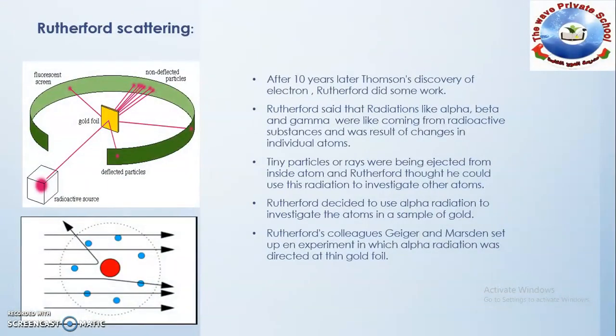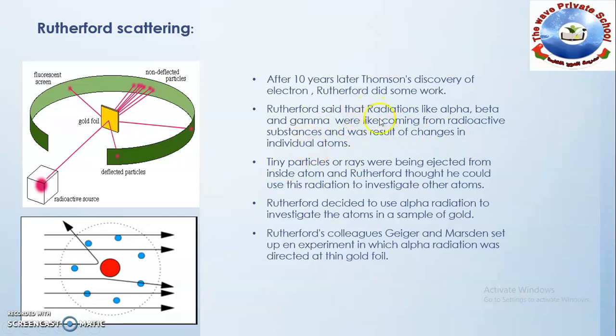Now we will move to Rutherford scattering. So what happened in this way? Ten years after Thomson's discovery of the electron, which we discussed in the last slide, Rutherford did some work. Rutherford said that radiations like alpha, beta, and gamma were coming from radioactive substances and were the result of changes in individual atoms.